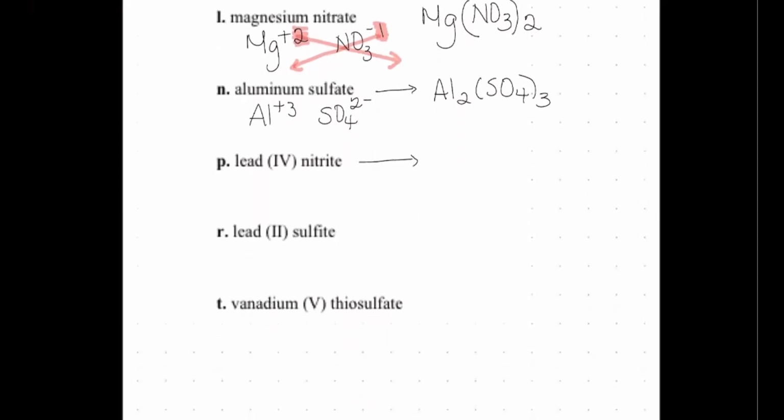Lead 4 nitrite. That means that we have Pb plus 4, NO2 -1. Be careful with the capitalization of your elements. Remember that is capital A, small letter L. If you capitalize both letters, the program is going to tell you you're incorrect.